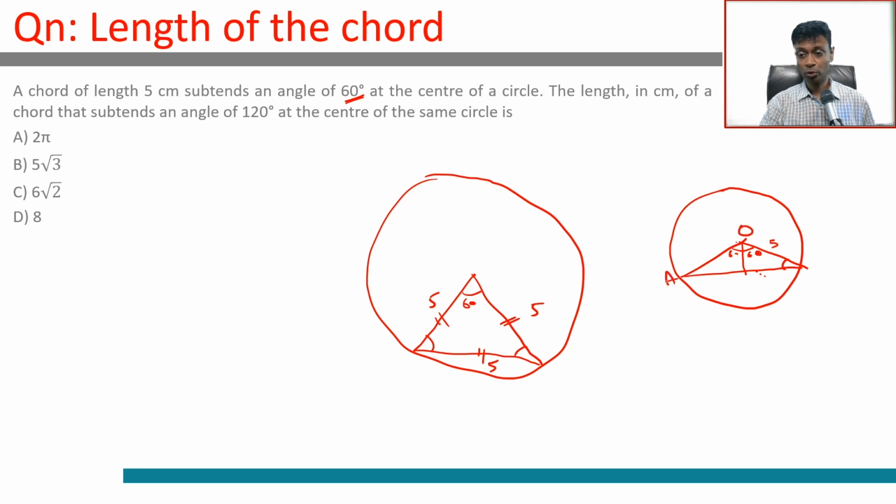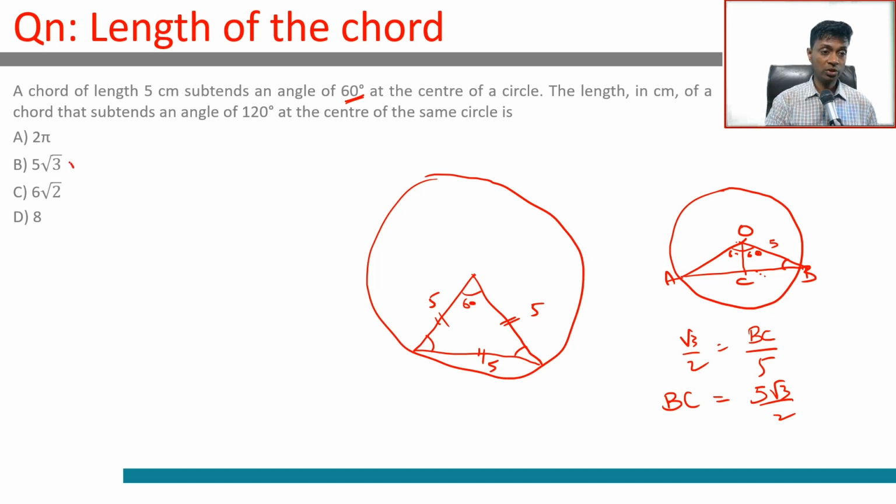Let's name this. If you've not got the answer, pause. Sine 60 is BC by OB. Root 3 by 2 equals BC by 5, or BC equals 5 root 3 by 2. BC is 5 root 3 by 2. AC is 5 root 3 by 2. AB is 5 root 3 by 2 plus 5 root 3 by 2, which is 5 root 3.